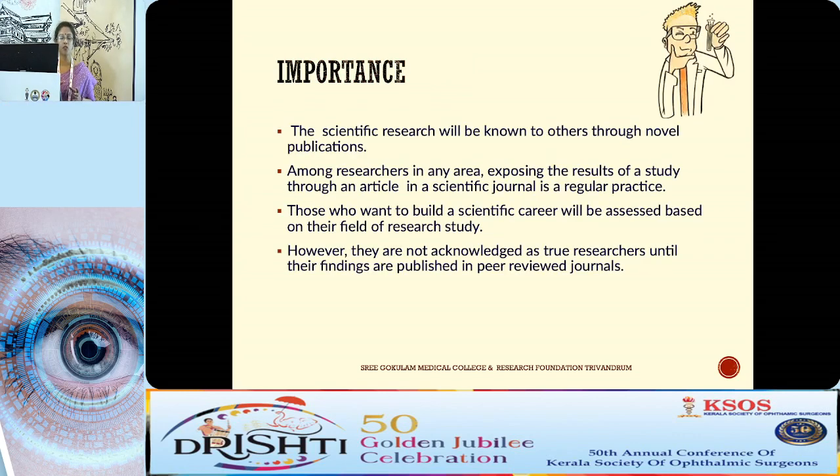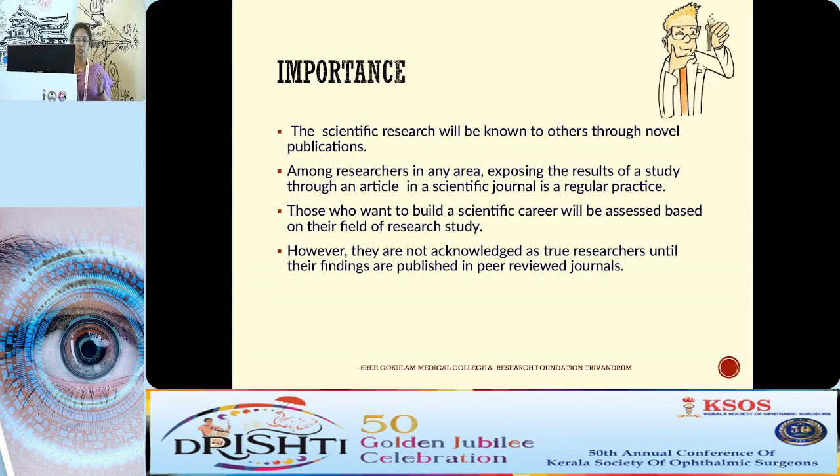So what is the importance? Why should you write an original article? If you are doing research, then the result has to be shared with the world. There are many ways to share your result with the world, but one of the common practices is to publish it in a very good scientific journal. And a researcher is known by the number of publications in a good scientific journal.